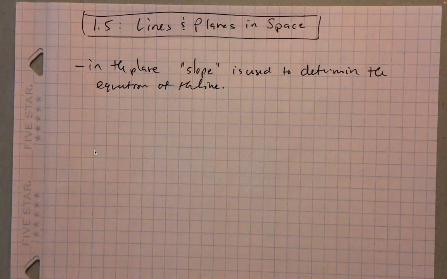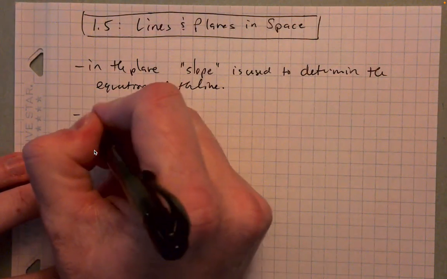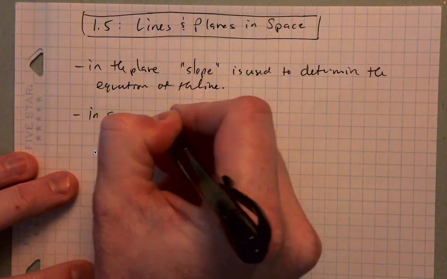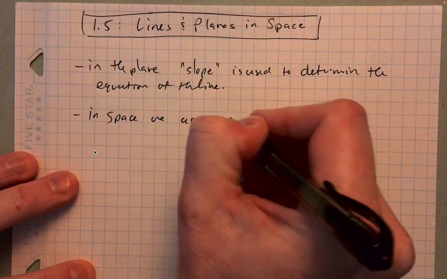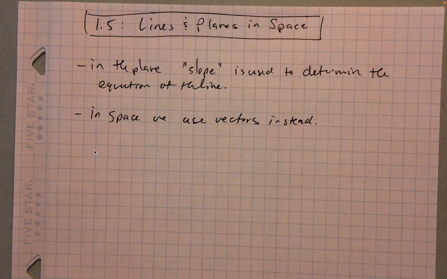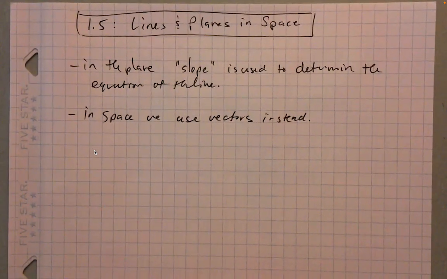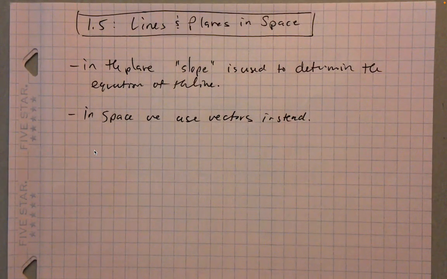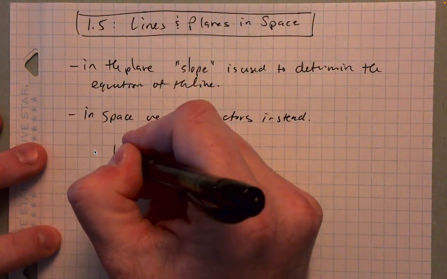Now in space, because it's not a flat surface any longer, it's better to use vectors to determine the equation of a line. So in space, we use vectors instead. We'll see exactly how in a moment, but the idea of slope breaks down a little bit in 3D space. It's still a concept, but it's not something that we want to use a whole lot. Instead, we want to use vectors. So let's draw some pictures and start talking this through.